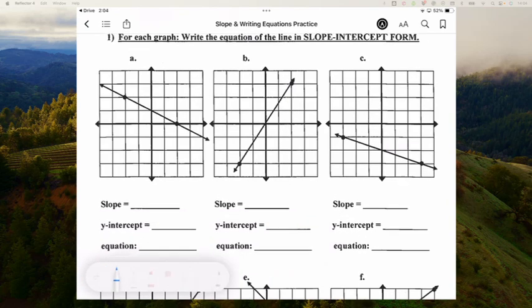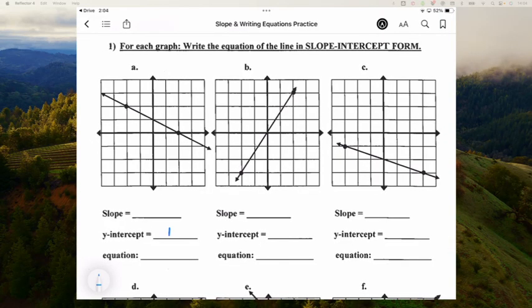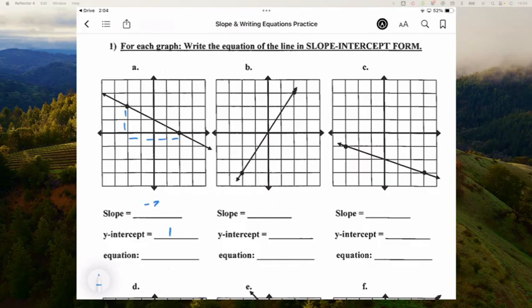So for this one, we're going to be doing slope, y-intercept, and an equation. I always like to begin with the y-intercept. In this case, our y-intercept is 1. Slope is down 1, 2, to the right 1, 2, 3, 4. So negative 2 over 4, or negative 1/2. The equation then would be y equals negative 1/2 x plus 1.